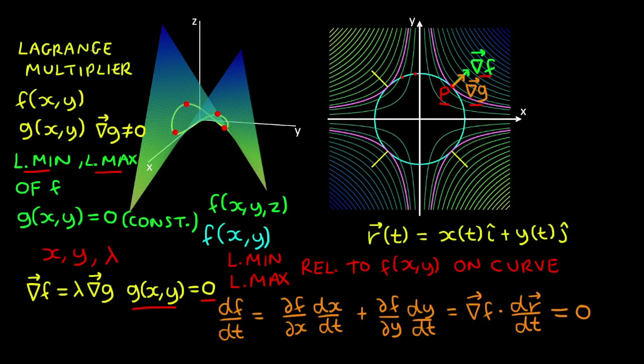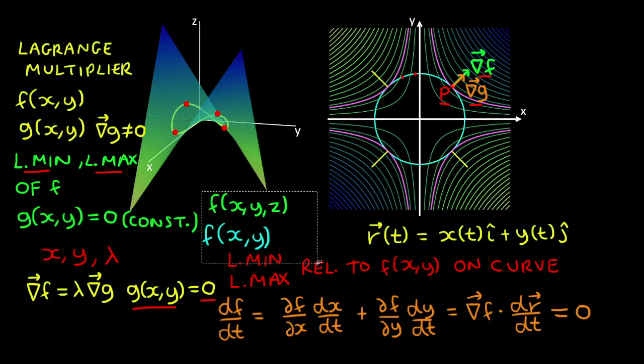And this definition applies to functions of three variables. So instead of a function of x and y, you'll have a function of x, y, and z, and the constraint is also a function of x, y, and z. And similarly in that case, you'll find the values of x, y, z, and the Lagrange multiplier that satisfy these two equations.